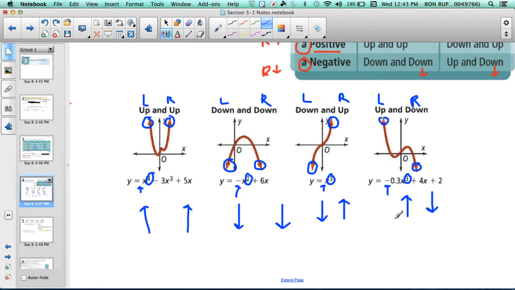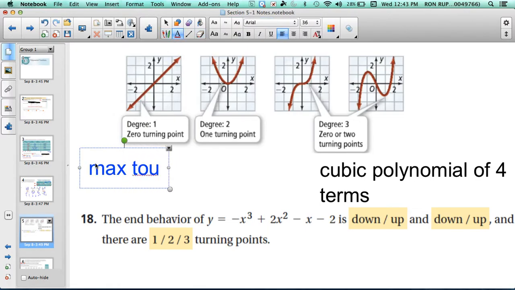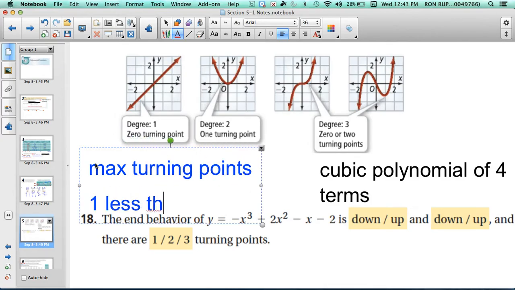Awesome. And so the one last thing, if you're a CP student, is end behavior. And so I've already classified this. It's in standard form as a cubic polynomial of 4 terms. It's cubic degree, and it has 4 terms. So we need to look at the end behavior and the max number of turning points. Well, the maximum number of turning points is 1 less than degree.